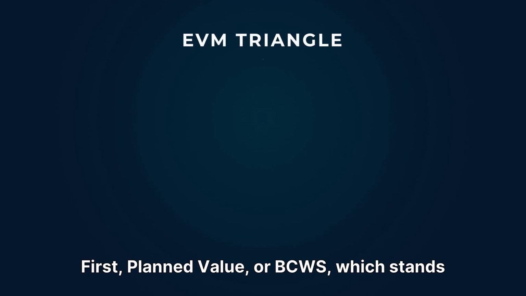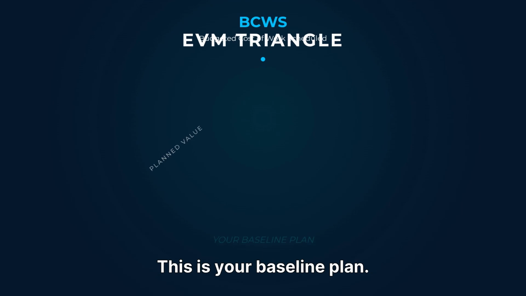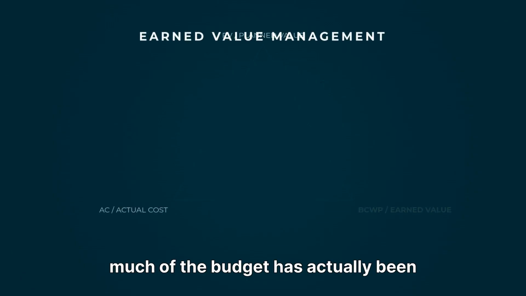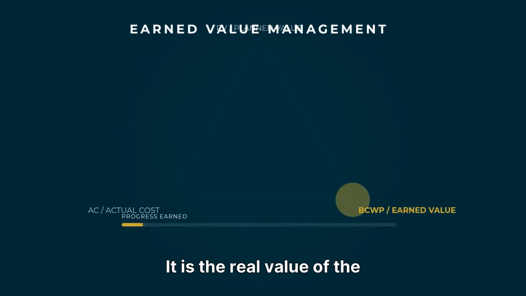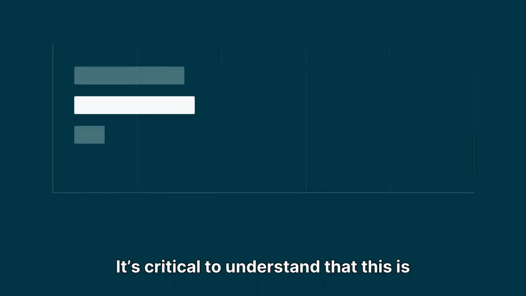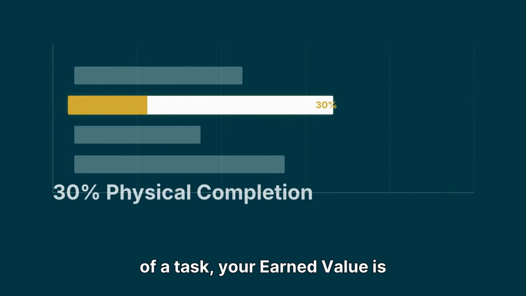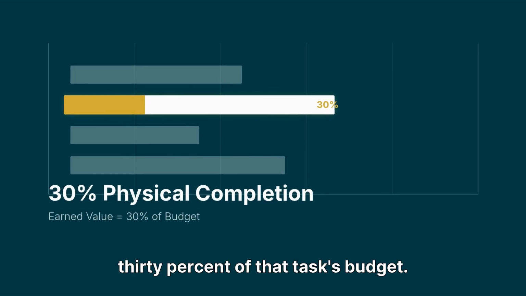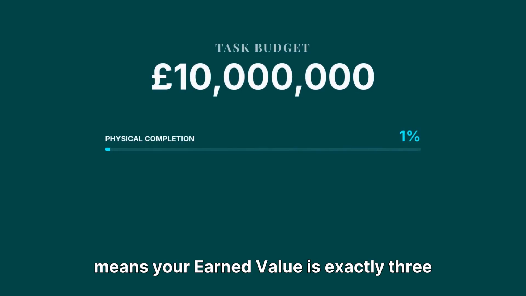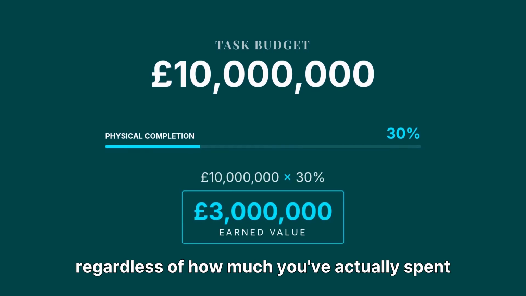First, planned value, or BCWS, which stands for budgeted cost of work performed. This is your baseline plan. Earned value, BCWP, is how much of the budget has actually been earned through completed work. It is the real value of the progress you have made on the ground. It's critical to understand that this is tied to physical progress. If you've only physically completed 30% of a task, your earned value is 30% of that task's budget. In a £10 million task, that means your earned value is exactly £3 million. And this is true regardless of how much you've actually spent to get there.